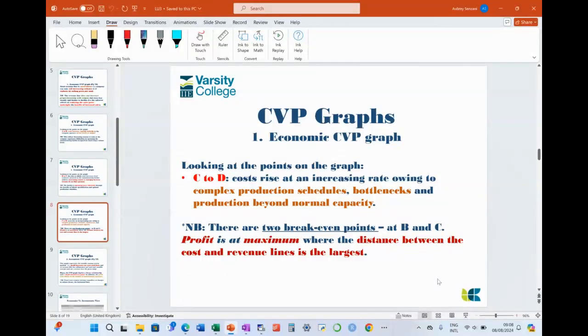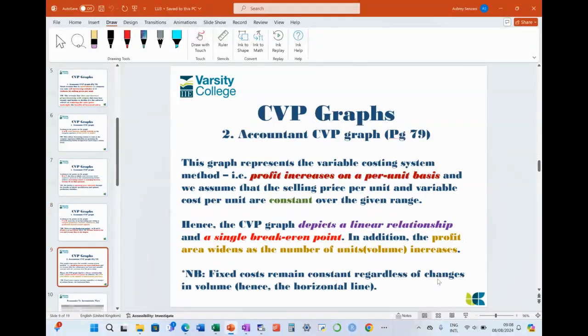All right, and we already highlighted that there are 2 break-even points at B and C. Profit is at maximum where the distance between the cost and revenue line is the largest, that we have highlighted. So we're happy with that. And whilst we were going through the economist CVP graph, we were also going through the accountant one as well. But you guys can obviously read through that.